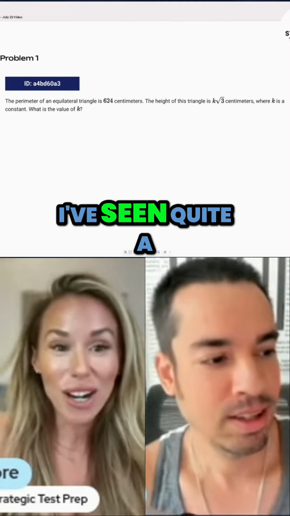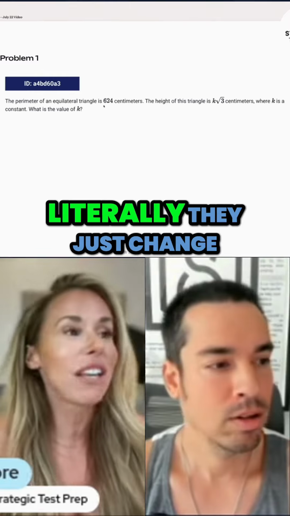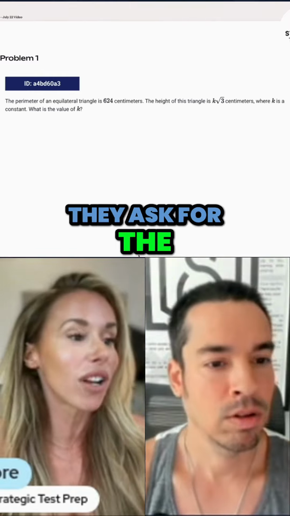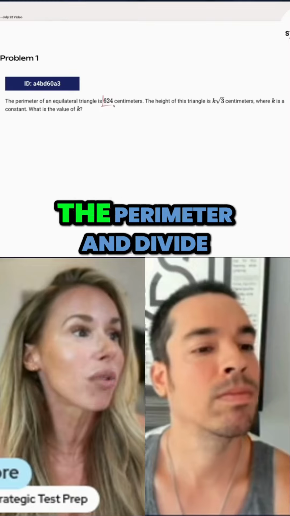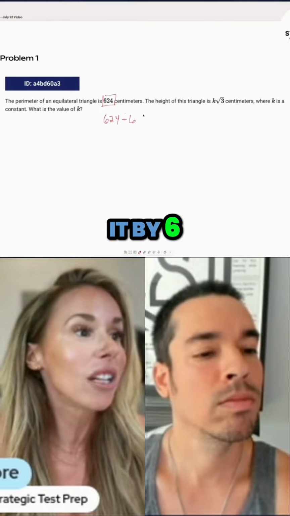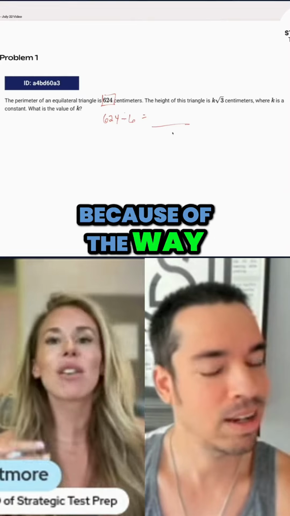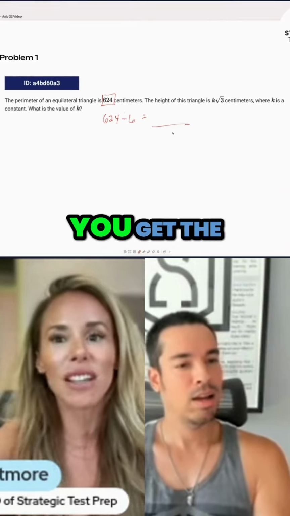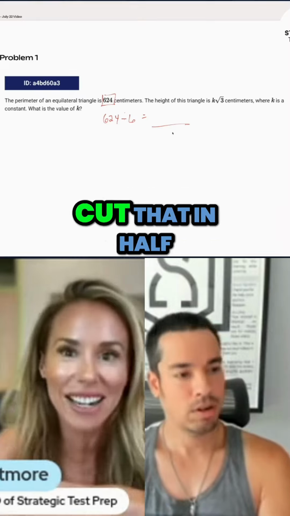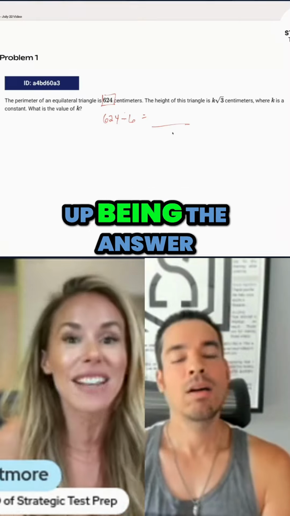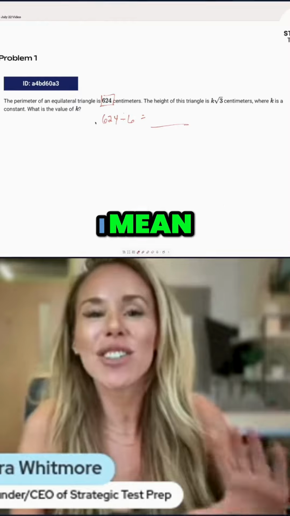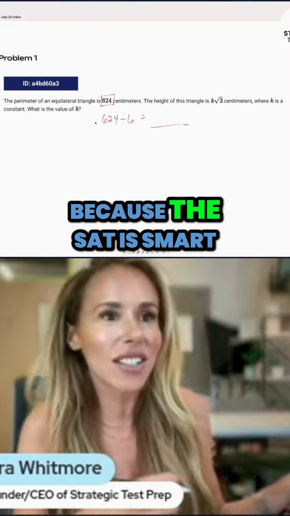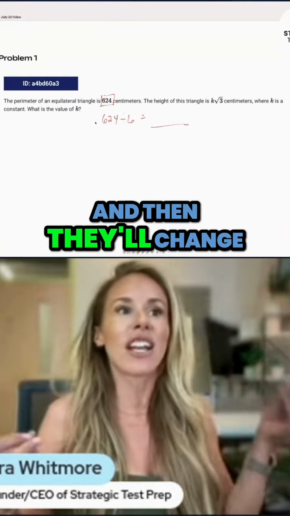I've seen quite a few problems now where they literally just change the numbers and then ask for the value of K. And every single time you have a problem like this, if you just take the perimeter and divide it by 6, you get your answer. Because of the way the ratios work, when you divide it by 3, you get the side length, one side, and then you cut that in half. And that always ends up being the answer. Whoa. Cool pattern. Yeah, it is a cool pattern. I mean, there's some danger in following patterns, right? Because the SAT is smart and they'll throw curveballs and change up questions.